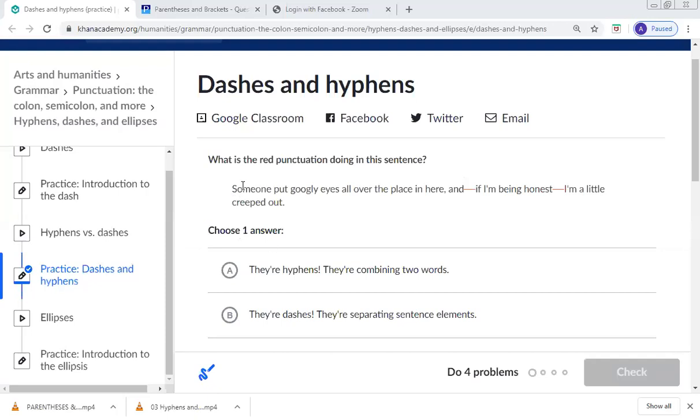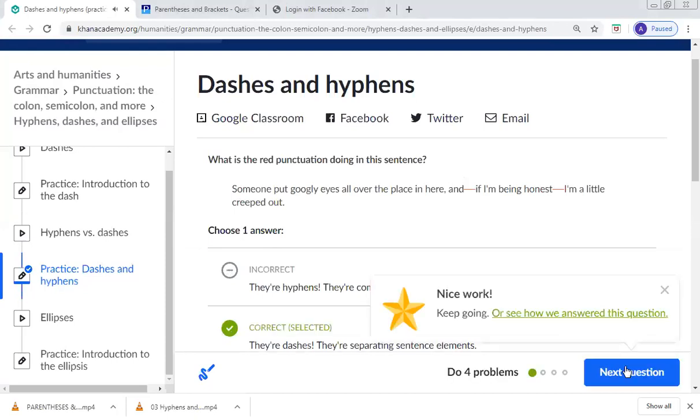What is red punctuation doing in the sentence? Someone put googly eyes all over the place in here. And if I'm being honest, I'm a bit creeped out. They are dashes. They're separating sentence elements. Okay. Let's check it. Thank you.